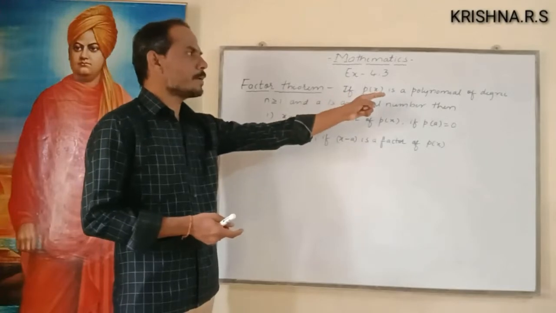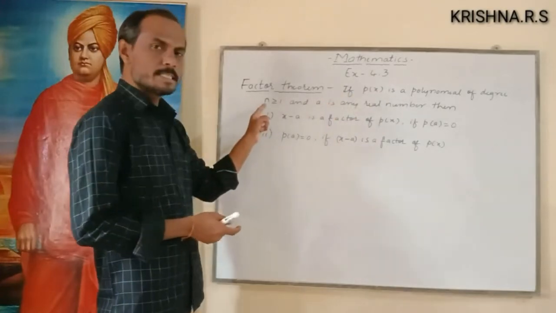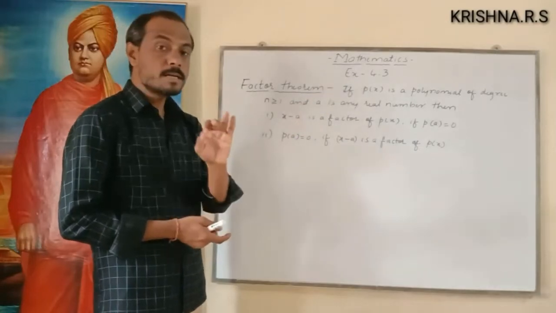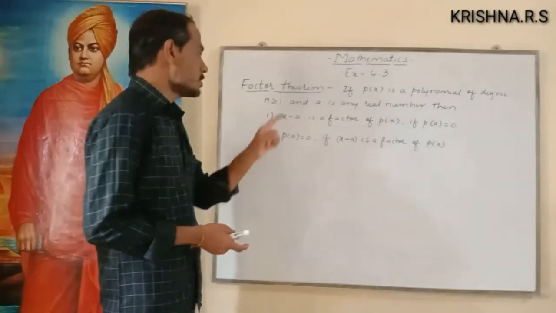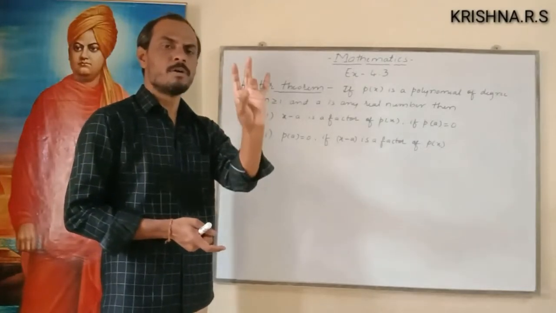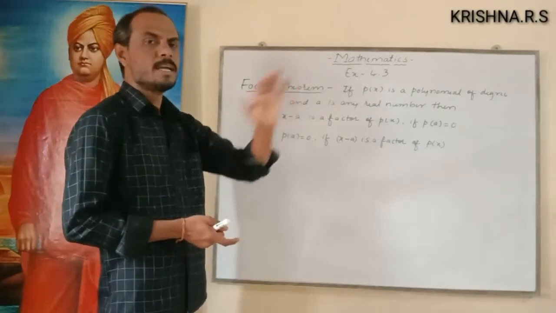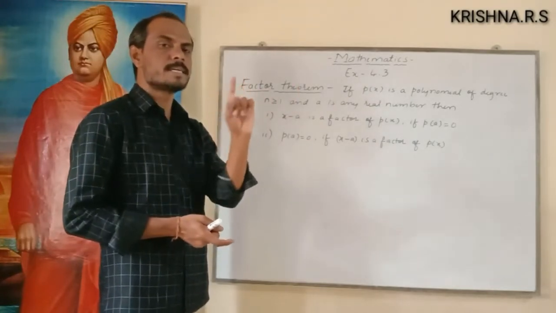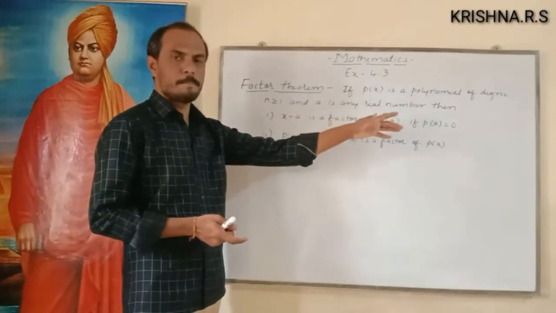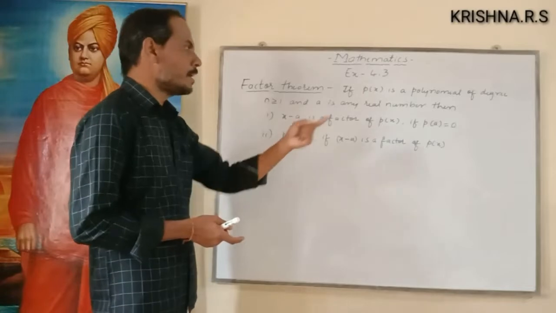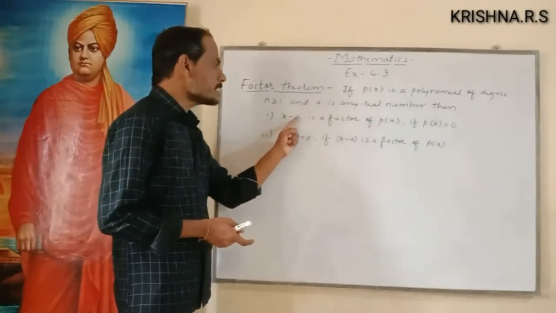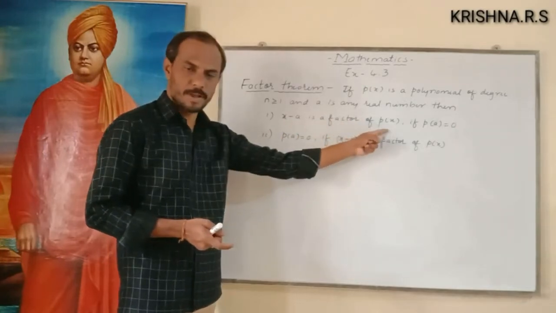If p of x is a polynomial of degree greater than or equal to 1, p of x is any polynomial but not a constant polynomial, whose degree is greater than or equal to 1, either linear or quadratic or cubic polynomial, like that, any polynomial whose degree is greater than or equal to 1, and a is any real number, then the first condition: x minus a is a factor of p of x.